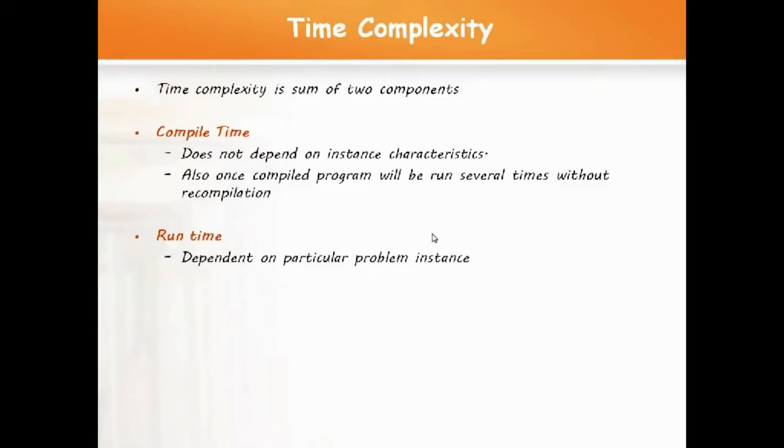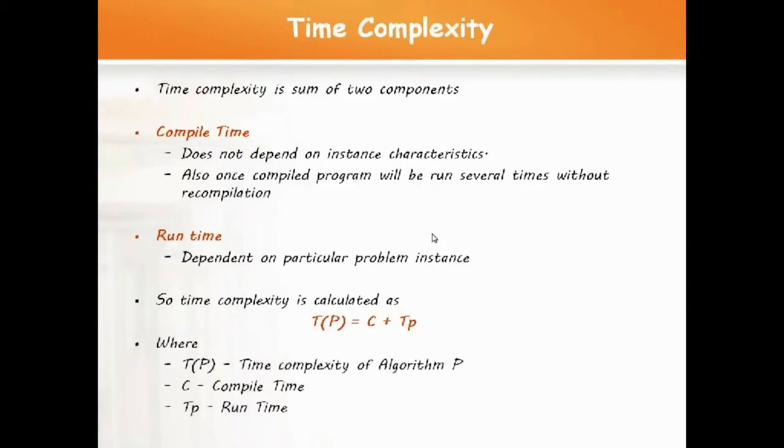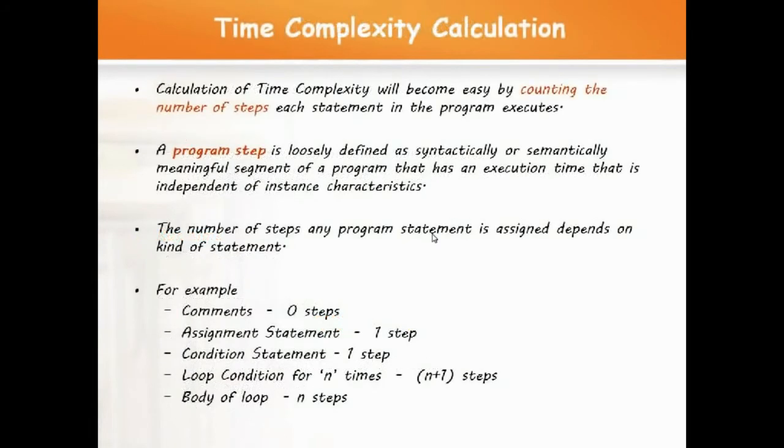Coming to the runtime, the runtime always depends on the input and outputs. That is, it always depends on the instance characteristics. It depends on the problem instance. Hence, it is a variable time. So, the time complexity is calculated as runtime plus compile time, where compile time is constant. If I assume P as an algorithm, T of P is the time complexity, it can be given as the sum of C plus Tp, where C is the compile time and Tp is the runtime.